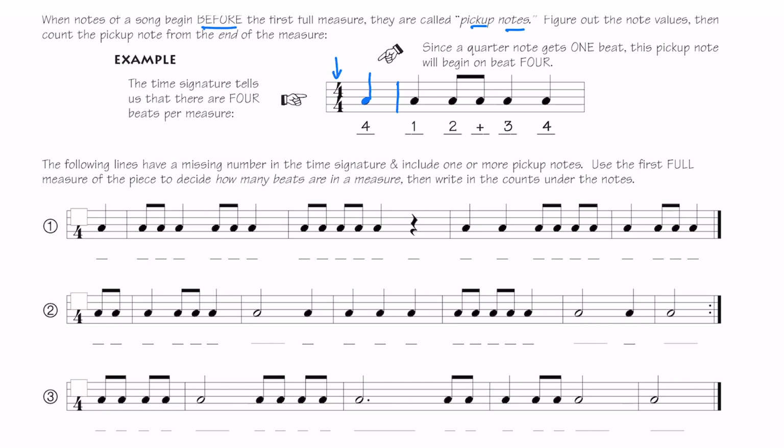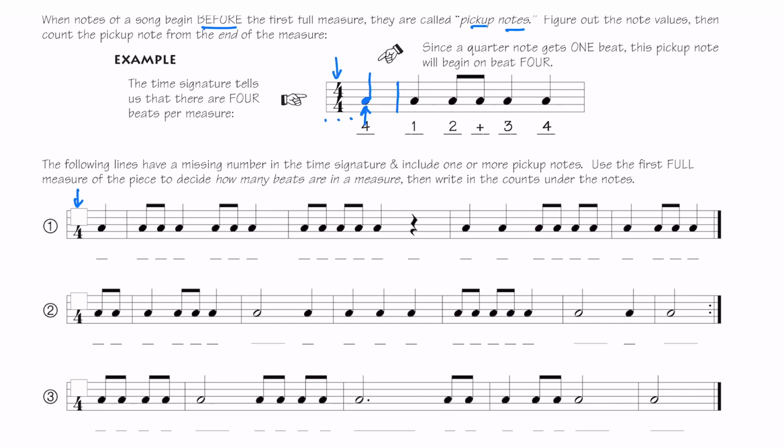So you basically just do some musical math subtraction to figure out what count you start the pickup note on. So a quarter note starts on beat 4. When I am counting you in, I go 1, 2, 3, and then I play on beat 4. That's how a pickup note works. So in these following lines, we have a missing number in a time signature, and we have pickup notes. Now, we don't know what the pickup note is until we know the time signature.